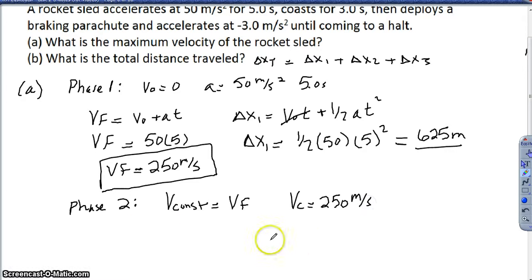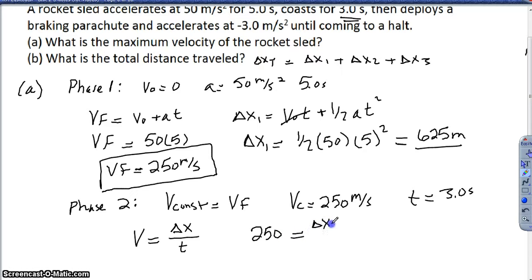And what's the only equation we ever use for a constant velocity, right? That stays the same whether we're doing calculus, whether we're doing last year's stuff. The only equation I ever use for a constant or an average velocity is delta x over t. So in this case, I know it coasted for 3 seconds. So it traveled for 3 seconds, it was moving at 250 meters per second, so 250 equals delta x2 over 3. And then solving for that second displacement, I get 750 meters.